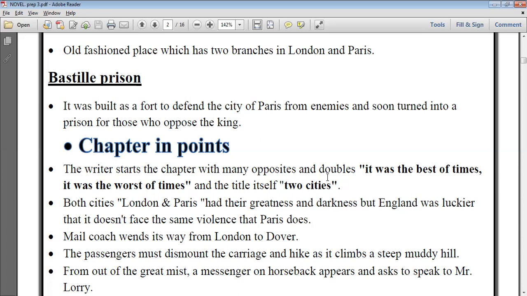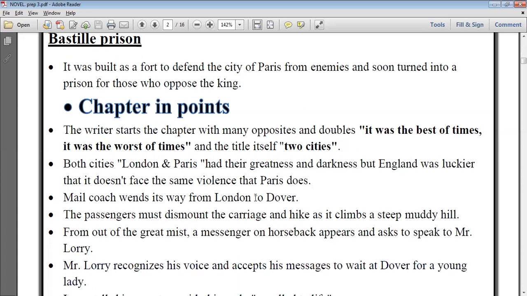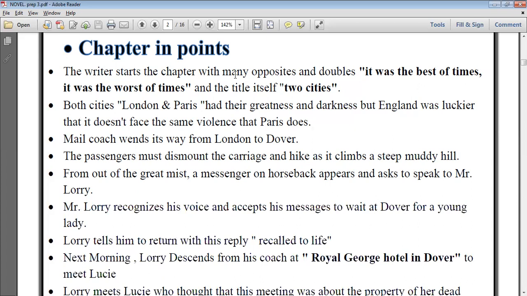The mail coach wends its way from London to Dover. The passengers must dismount the carriage and hike as it climbs a steep muddy hill. That means the roads weren't straight. The roads were so difficult. There were cliffs.